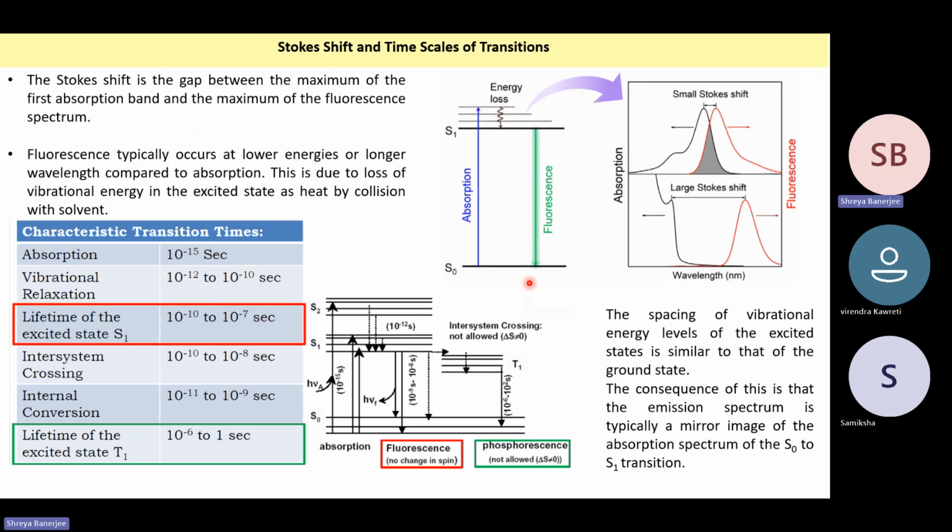This difference in energy, that is the difference in wavelength, is called a Stokes shift. So fluorescence is lower energy, that is higher wavelength. This red peak is the fluorescence peak, and absorbance is higher energy, that is lower wavelength. This black peak is the absorbance peak. The difference in wavelength between these two is called the Stokes shift. So if you know the wavelength of absorbance and the wavelength of fluorescence, you can subtract them to find this Stokes shift.